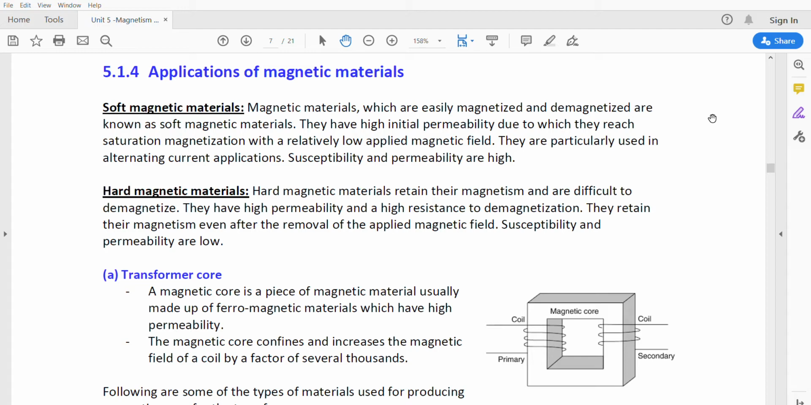This also depends upon the nature of those materials. So for these types of materials, the susceptibility and permeability values are high. So these are used in alternating current applications.